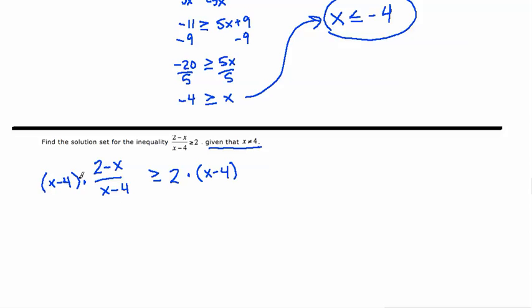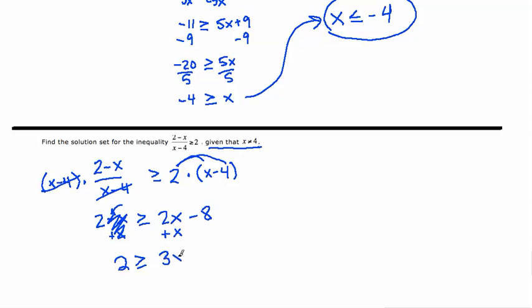Alright, so when we multiply by x minus 4, that's going to cancel out on this left-hand side. So we're going to have 2 minus x is greater than or equal to, okay, distribute, 2x minus 8. I'm going to bring this x on the left-hand side to the right by adding, because it's a negative x right here. So add x, we've got this zeroing out. 2 is greater than or equal to 3x minus 8. Add 8 to both sides.